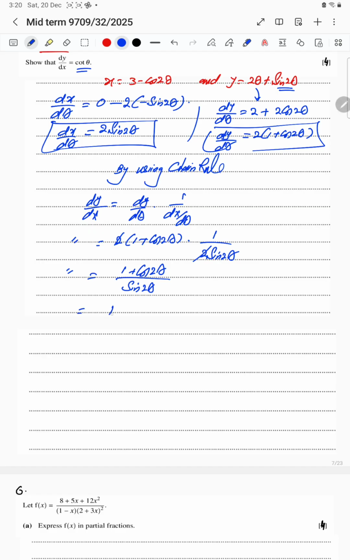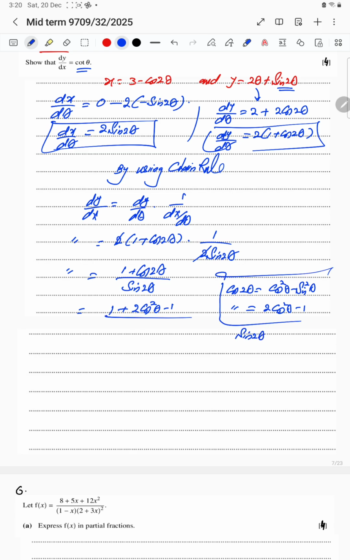So here you guys need to know 1 plus cos of 2 theta can be written as cos of 2 theta. It was given in the formula sheet, cos square theta minus sin square theta, or you can write 2 cos square theta minus 1 as well, as we proved in the class. So 2 cos square theta minus 1, and sine 2 theta is what?